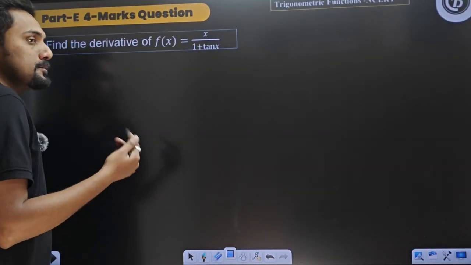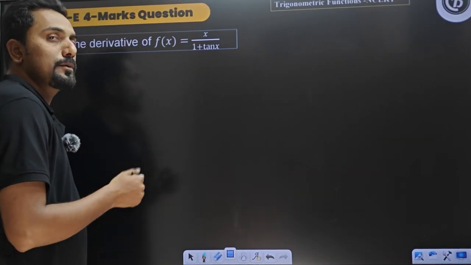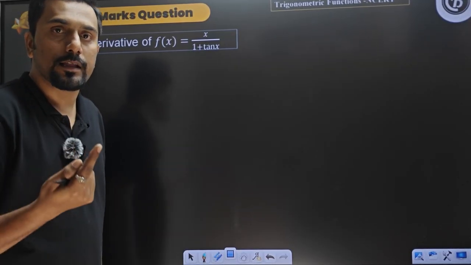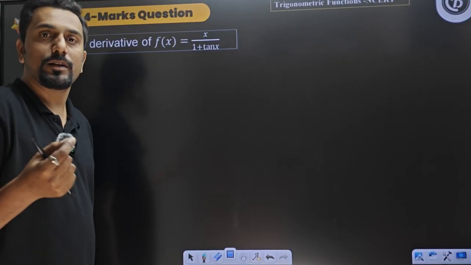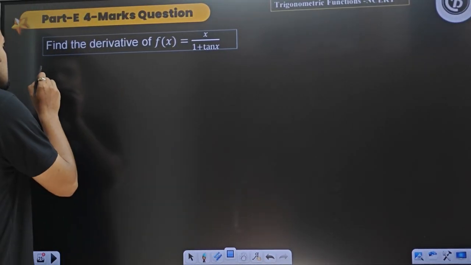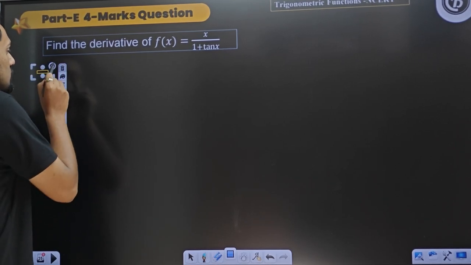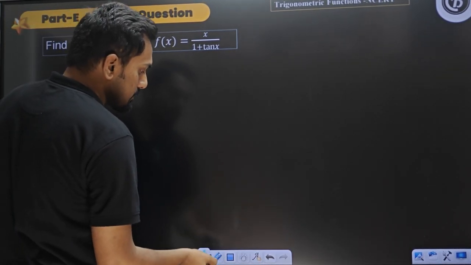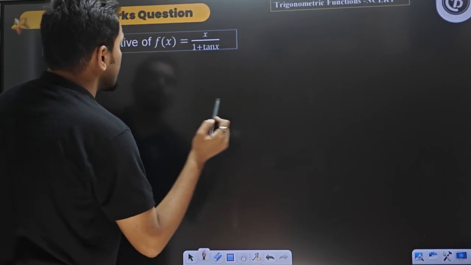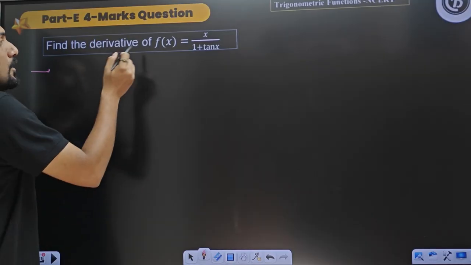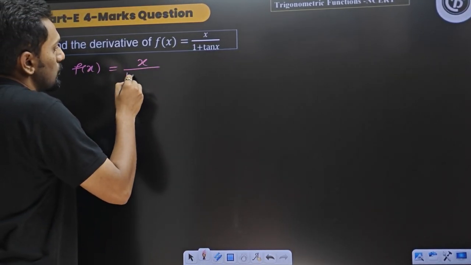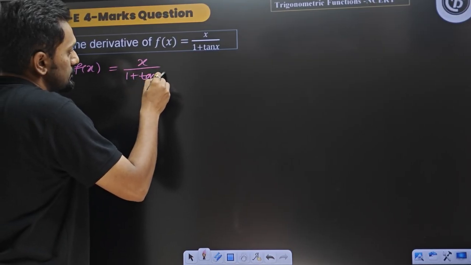And these are some similar questions to the previous questions. They have asked two questions like this, but practicing similar questions will boost your confidence level, right? For that reason, we will solve a few more questions of the same kind. So find the derivative of again f of x is equal to x divided by 1 plus tan x.